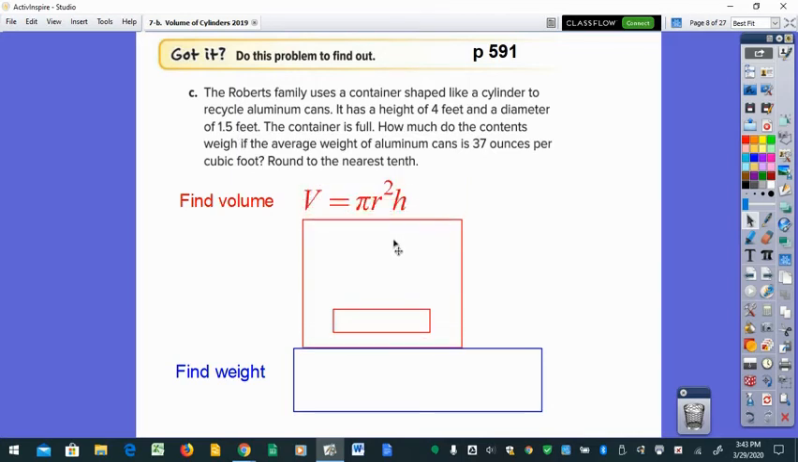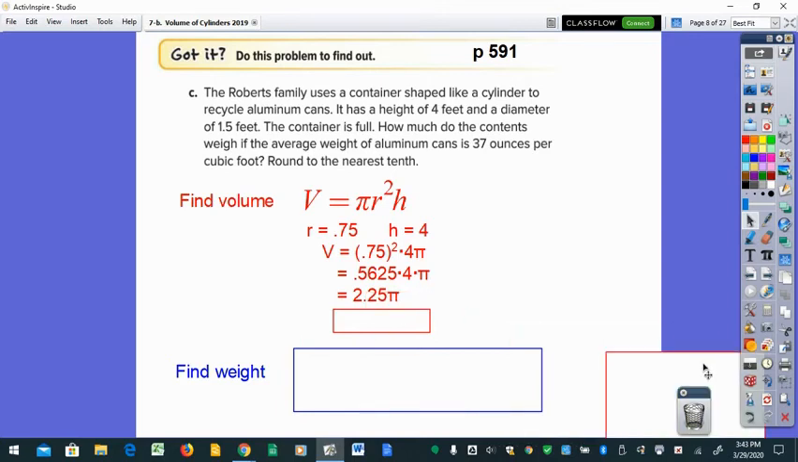So here's my formula. The radius is half of the 1.5, which is 0.75, and the height is 4. 0.75 is going to be squared times the 4. That's where I'm going to start. And I'm going to get 2.25 pi. I am not going to round to the tenth yet, and I'm not going to multiply by pi. This is my exact answer.